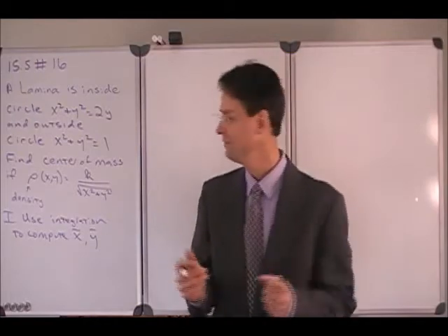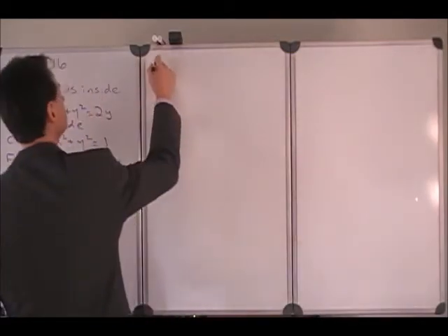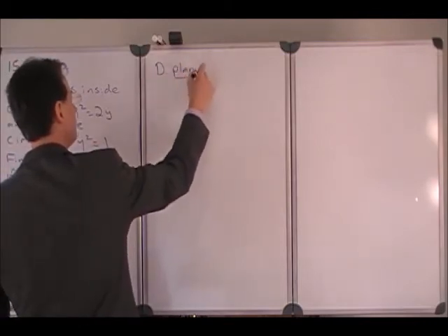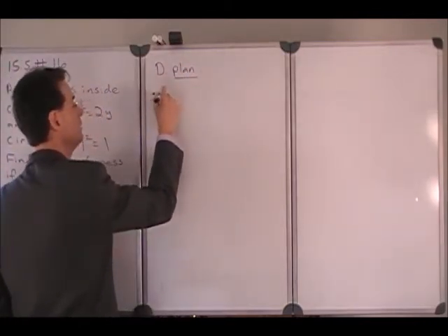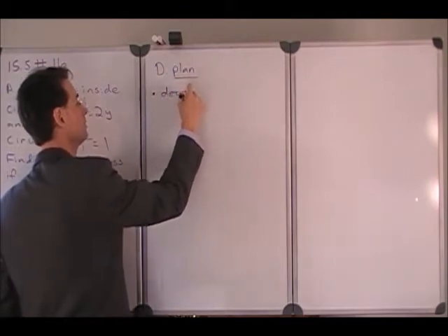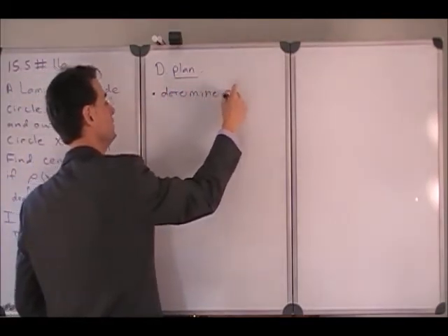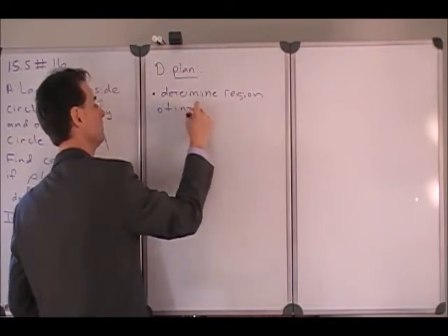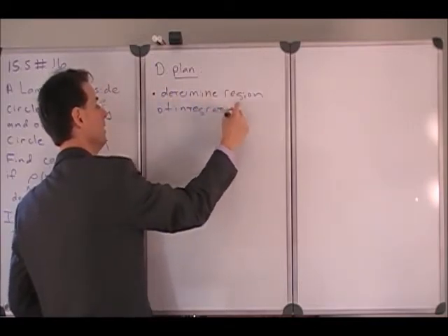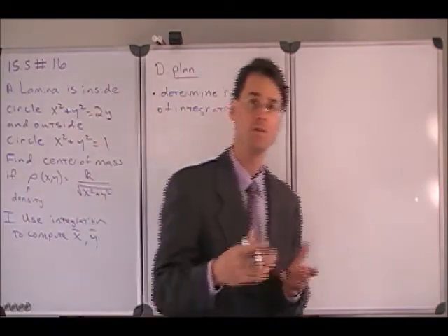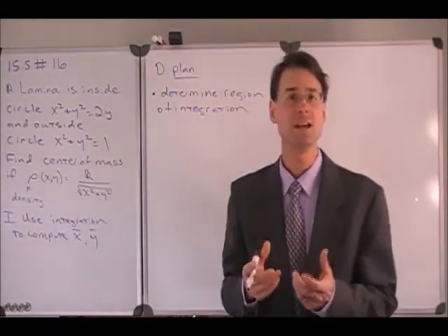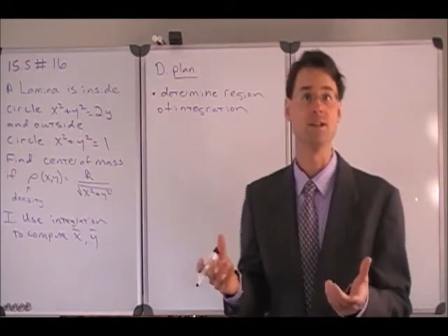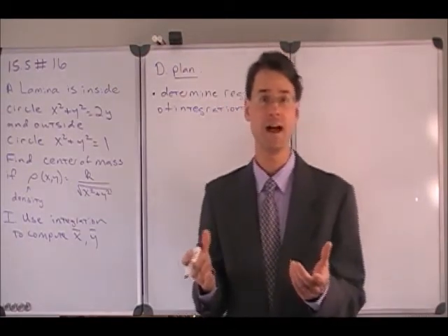So to develop the problem, let's go ahead and make our plan, and we'll worry about our picture here in a minute. First thing we need to do is we need to determine the region of integration, because the formulas for center of mass basically tell you that you integrate over the whole object. So we integrate over the region covered by the object.